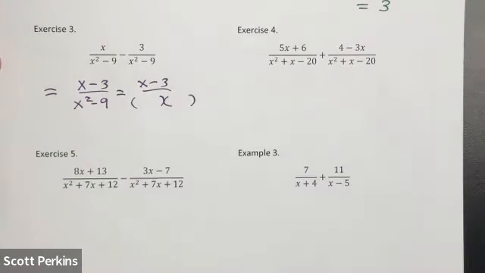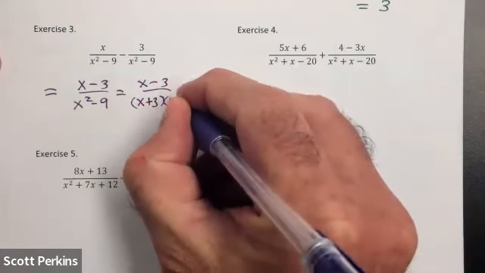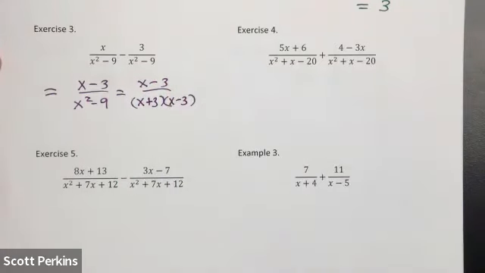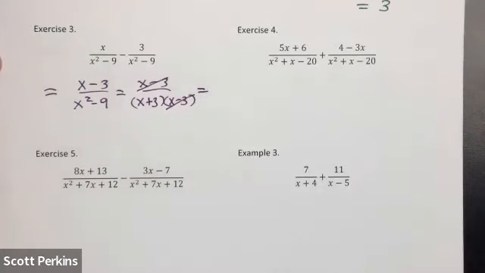What are the two factors of x squared minus 9? Yep, I believe what you said. I think I heard it. My hearing's not so great. X plus 3, x minus 3. We need those 3's. Different signs. I can now cancel out the x minus 3's. And here's what I'm left with. I'm left with an x plus 3.